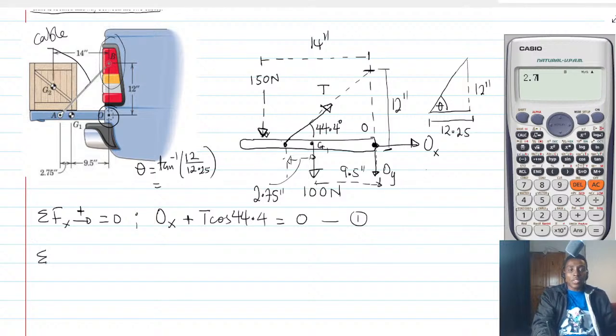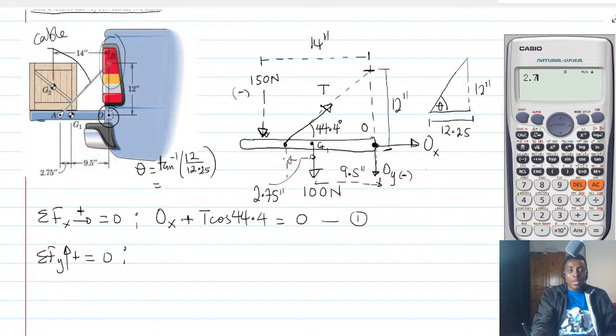We will sum forces along the Y. Every force going up should be positive, equal to 0. Is that right? Yep. So let's go back to the diagram. Then we ask ourselves about forces in the Y. So 150 is going down, right? Now because 150 is going down, it's going to be negative. And then also OY is actually negative because it is also coming down. Is that right? Okay.